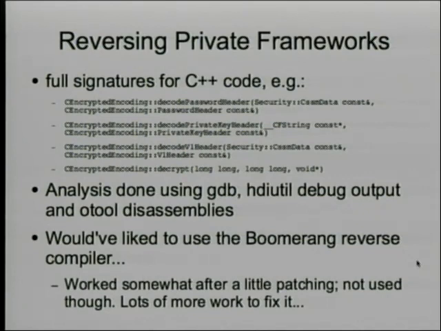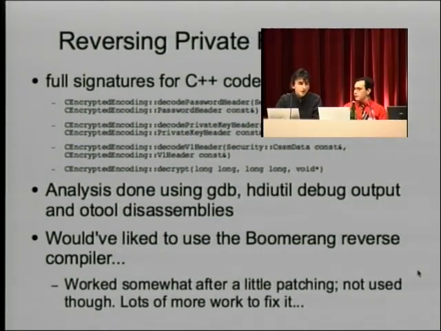Initially, I thought it might have been easier to reverse engineer the DiskImages framework using something called Boomerang, which is a great decompiler. But unfortunately, although it supports Mach-O, the binary format which is the default on OS X, it doesn't really work so well with PowerPC code. After I patched it to work with Intel code, it worked better. But it bombed out on me in like three quarters of the cases, so it wasn't really useful for generating more than one or two functions from the binary.